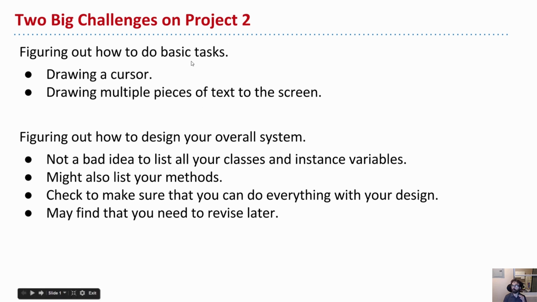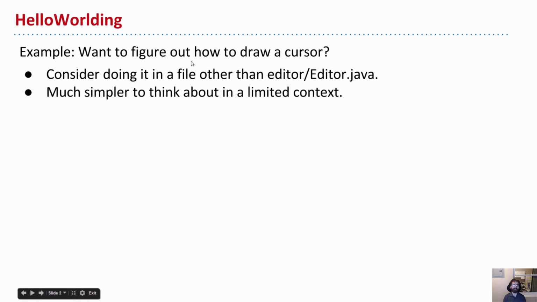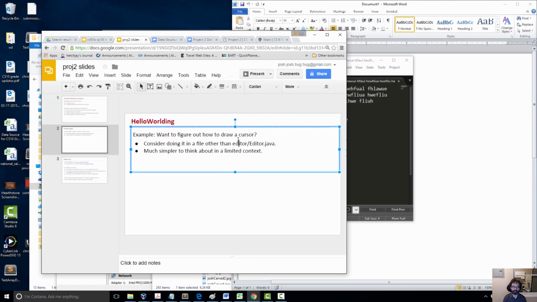So let's first talk about figuring out how to do basic tasks. In the spec for the assignment, I discussed something I call hello worlding. Let's suppose you want to figure out how do I draw a cursor? How do I get this feature, this thing? Well, I'm going to suggest that you probably shouldn't do it by trying to edit your editor/editor.java. I think that's probably not the best way to go about it. It might be okay, but I think it's better to think about it in a limited context. So you might, for example, create a file called draw cursor in the middle of the screen .java.